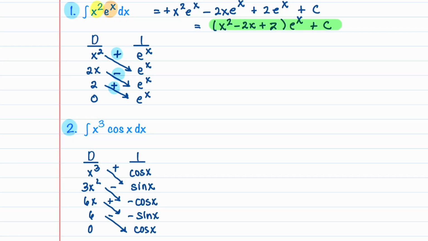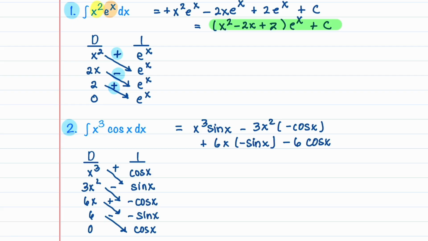We can now write down our answer. Our first diagonal terms are x³ sine x. And then we have a minus 3x² times minus cosine x. And then we have a plus 6x times minus sine x. And then we have a minus 6 cosine x plus c. At this point, it's really good to go back and check your work and make sure you did all those plus and minus signs correctly.